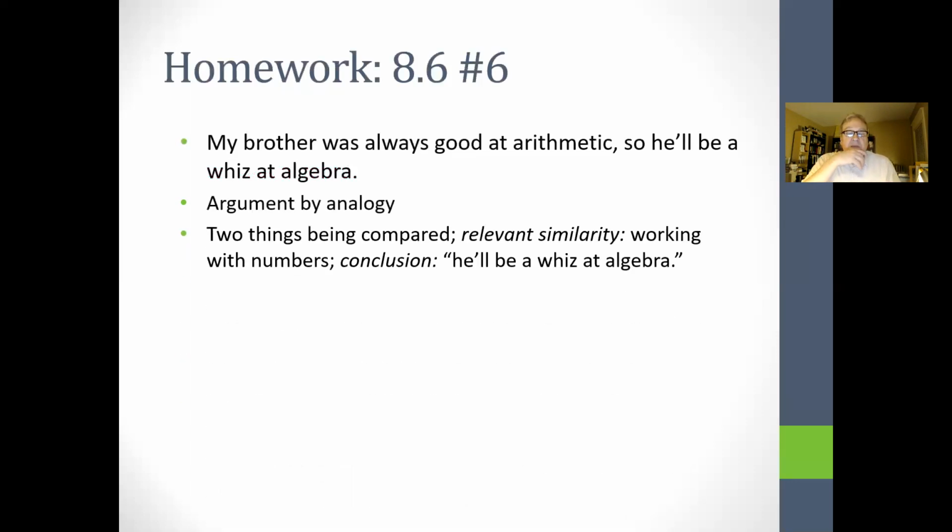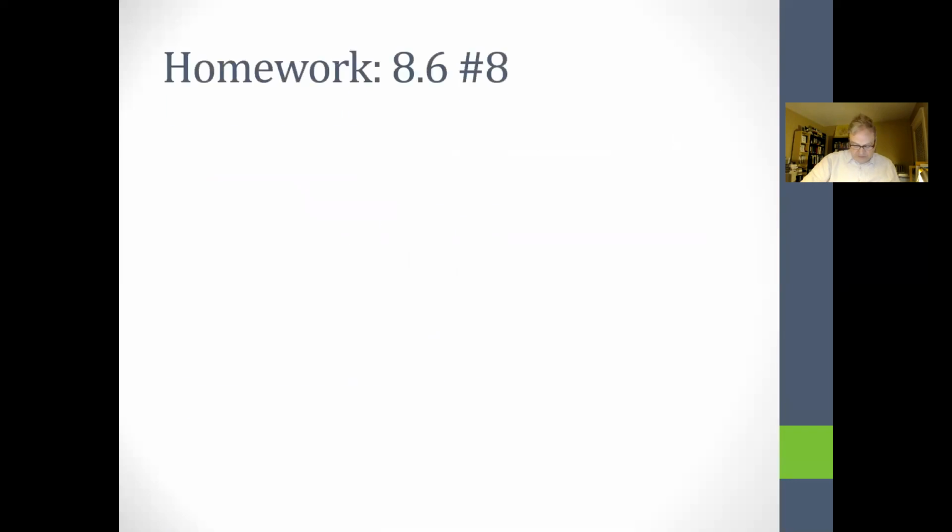So two things are compared. The relevant similarity is working with numbers or math. He'll be a whiz at algebra is the conclusion. It's an inductive argument, so it's a weak inductive argument. The analogy between these two things gives weak evidence for the likelihood of the claim or the conclusion, he'll be a whiz at algebra. Okay? Let's look at number 8.